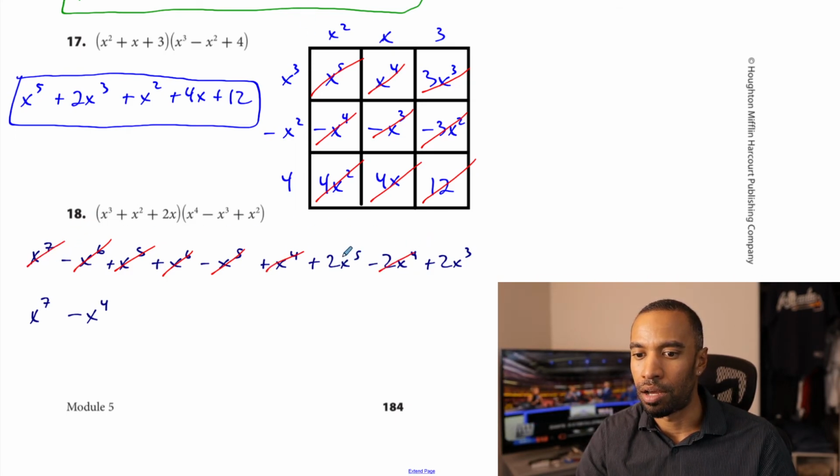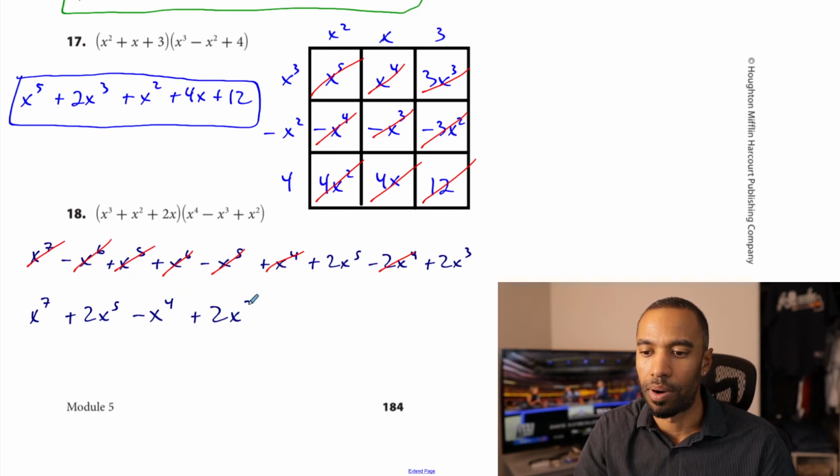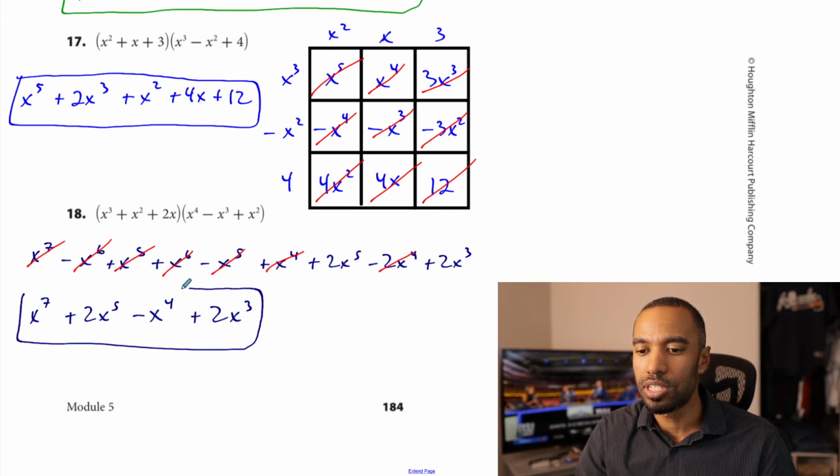And 2x to the fifth. Hold on. I got a 2x to the fifth first, and then minus x to the fourth, and then the plus 2x cubed. All right, there it is right there. So, it's kind of your call.